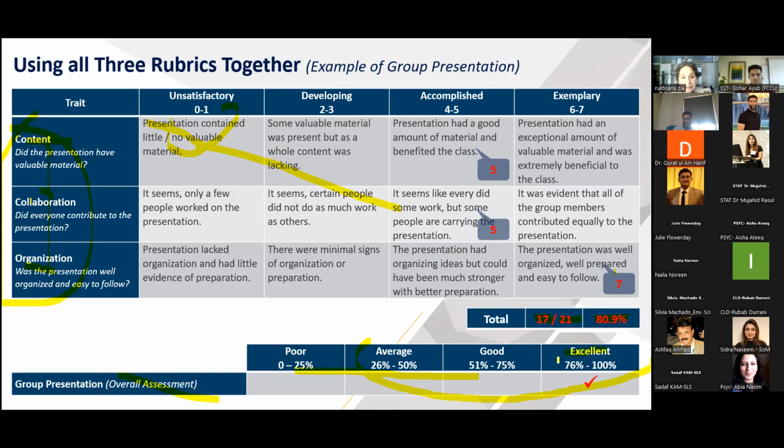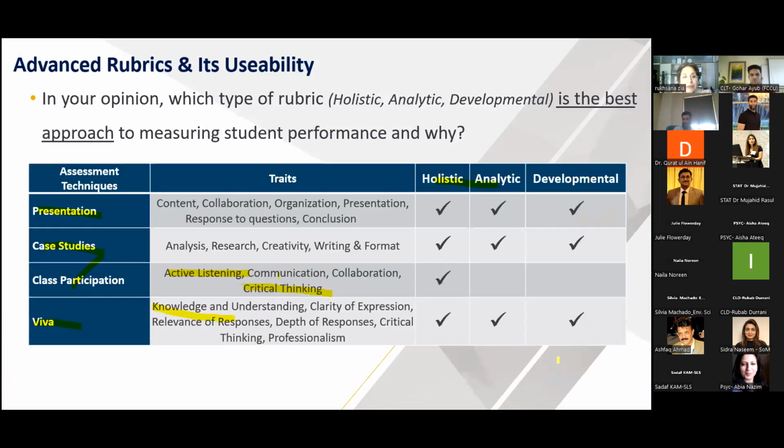It will benefit the assessment technique, the students' opinion about the improvement, and the comparison between different groups and students. So then we move back to the previous question. You can see the presentation and the case study. We can combine all these three rubrics together to effectively measure these three activities. But with reference to class participation, we can only use the holistic rubric. Okay, that makes sense.